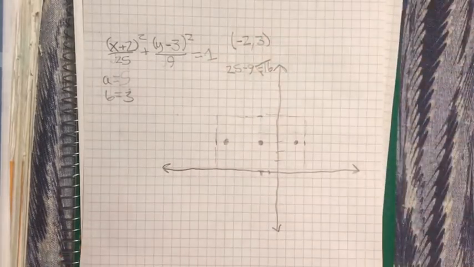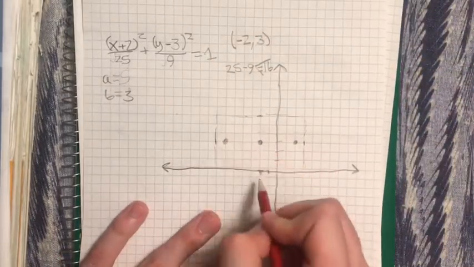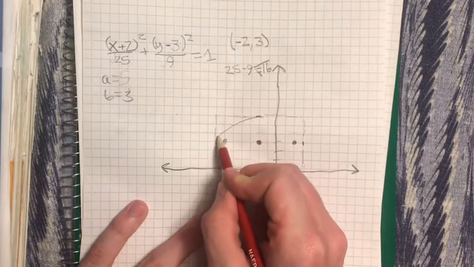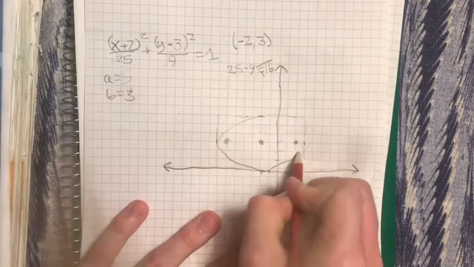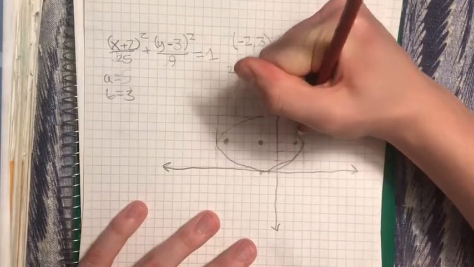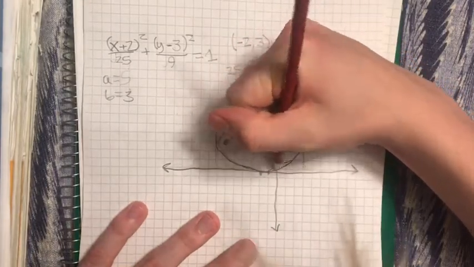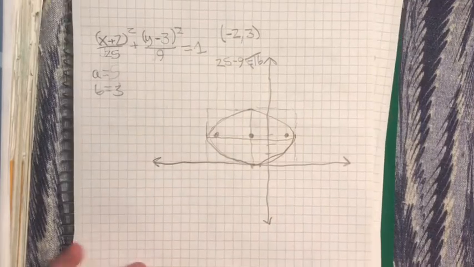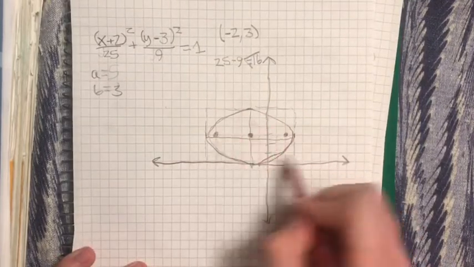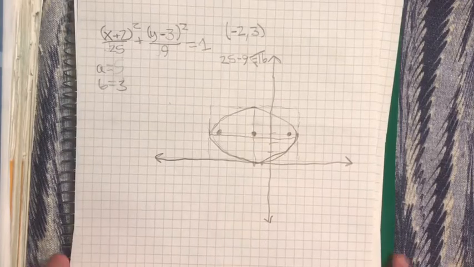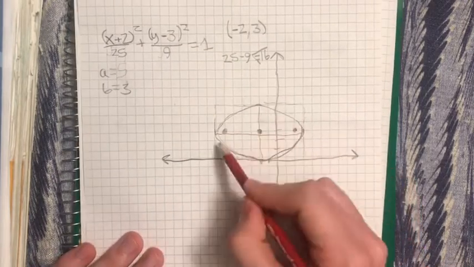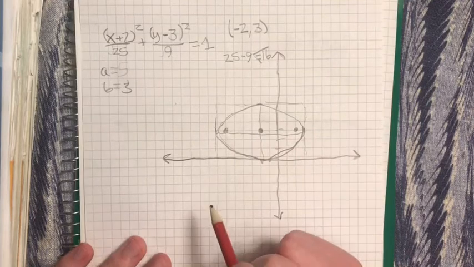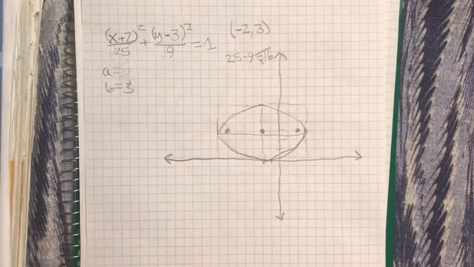And now we just draw an ellipse where they'll touch at each vertex and co-vertex. You'd normally make it more pretty, but there we go. Now we've got the minor axis, major axis, foci, the ellipse, of course, and the center. And of course, it's a horizontal ellipse because the foci are on the major axis and the larger numbers are under the x. Now we'll go on to the simple ellipse.